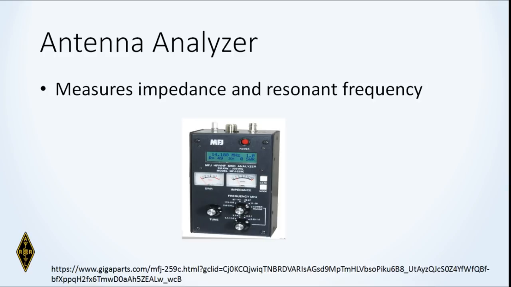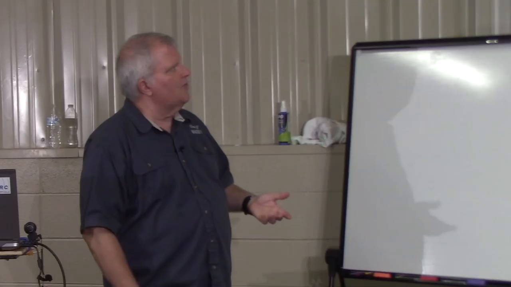And hams can use their transceivers and standing wave meters to measure antennas, but they can also use something like this. This is an antenna analyzer from MFJ. It's kind of like a little transmitter, a frequency agile transmitter in a box with metering as well. So you can use this to find the resonant frequency of an antenna. Should it be longer or should it be shorter? You don't have to actually have a transmitter transmit a signal.